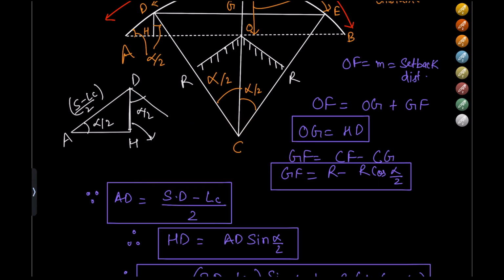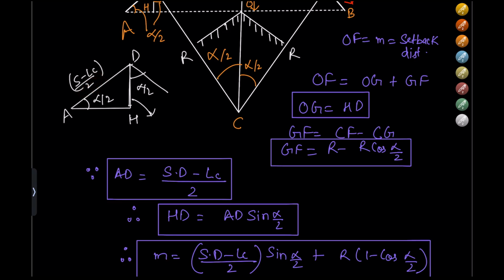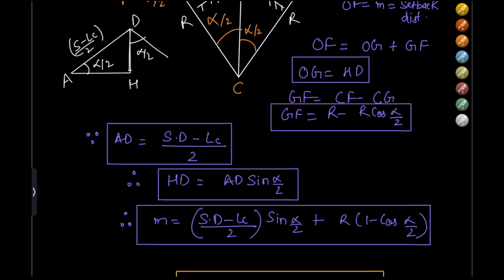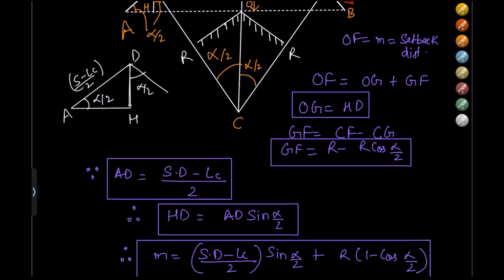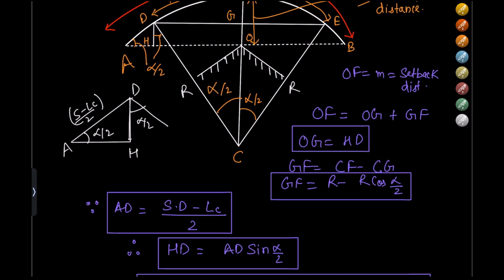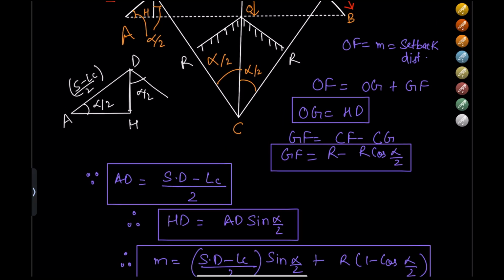So next is AD. AD is equal to SD minus LC by 2. I have already written that here. HD is equal to AD sine alpha by 2. That also we have written, right? Next is M, which is a formula that we have to remember, otherwise if you want to understand, you can understand as well. M is given as SD minus LC by 2 sine alpha by 2, that means this value, plus R minus R cos alpha by 2, which is the GF value.